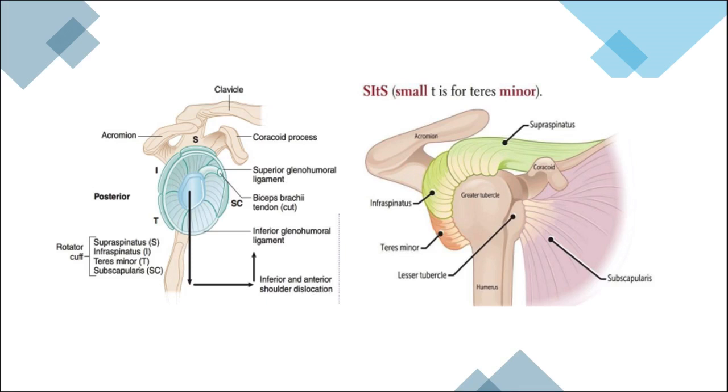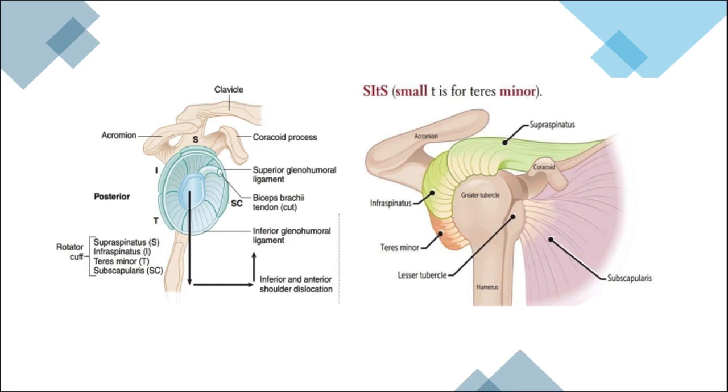So, rotatory cuff muscles. Before going to the topic, we have to understand the basic anatomy of the rotatory cuff muscles. If you are seeing this image, you can see that this is the shoulder joint, or we can call it the glenohumeral joint. It's a ball and socket joint formed by the humeral head and the glenoid cavity of the scapula. Its incredible range of motion is made stable by a set of 4 muscles known as the rotatory cuff muscles.